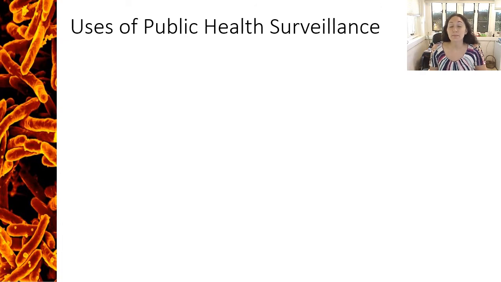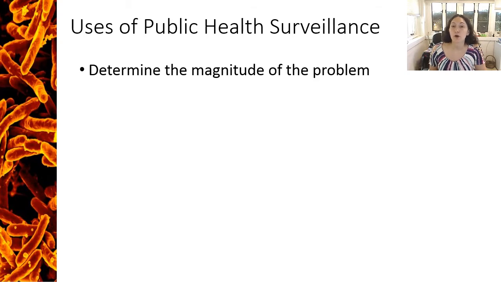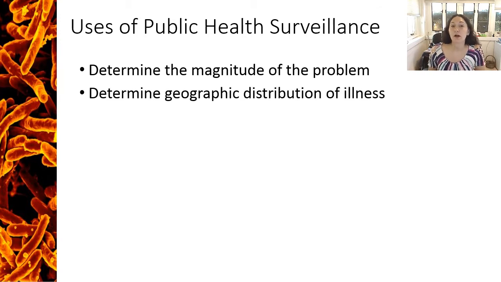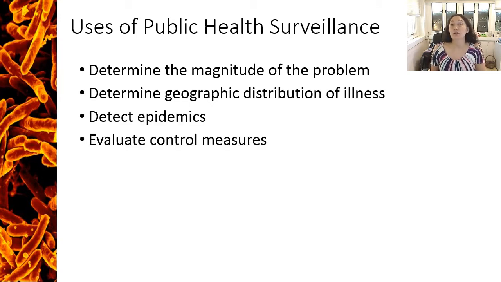So you look at these epidemic curves, you're collecting this information because you actually want to use it. And so you want to use this surveillance. What are the types of things that public health departments and epidemiologists are doing? Well, they're determining the magnitude of the problem. How many cases are there? How big of a problem is this in our population? They're looking at the geographic distribution of those illnesses. Where are they happening?